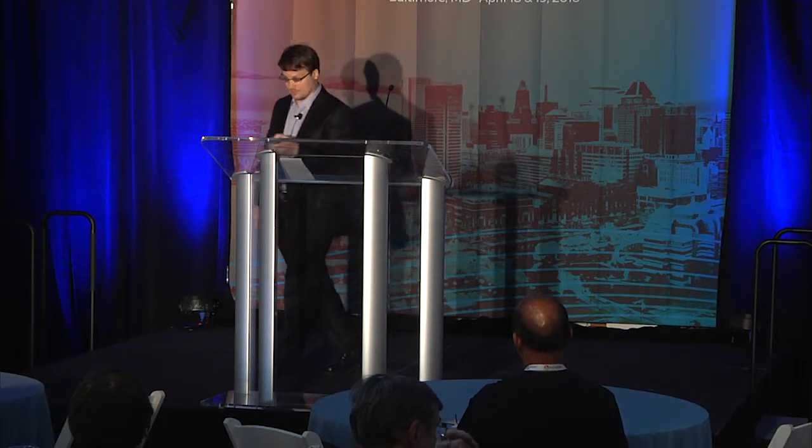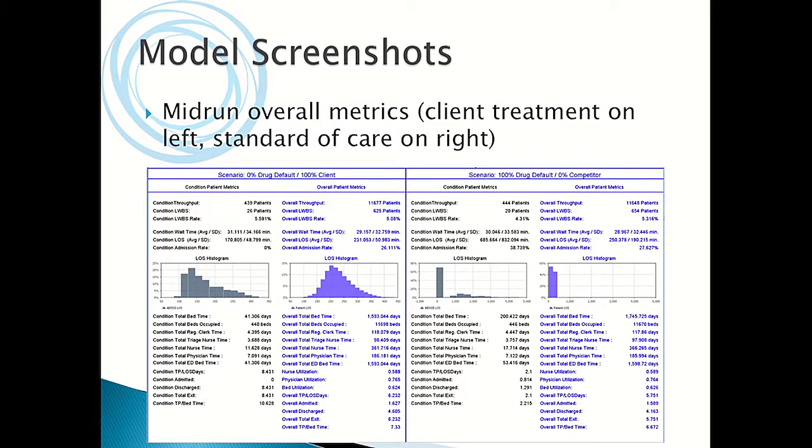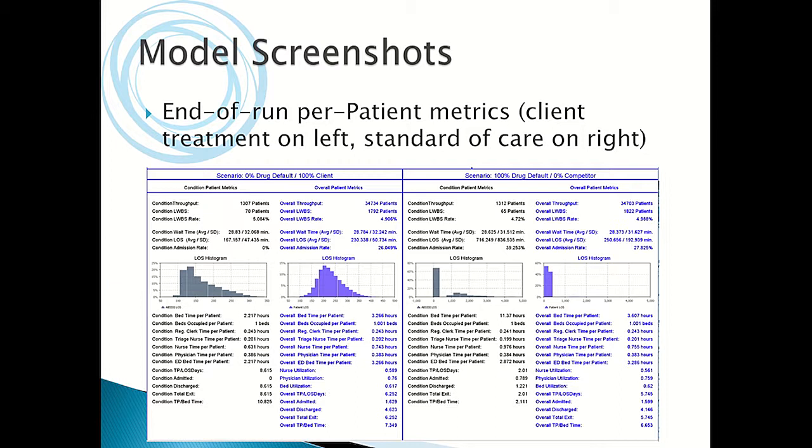So I also have a few slides of not the production model, but the actual model we use to verify things. So, this is mid-run. I know it's very hard to read, but on the left you have the client's treatment, and on the right you have the standard of care treatment. So you can see it's very difficult to read, but this is the mid-run and this is the end of run. You could switch between overall and per patient metrics. But you can see it's about 20 minutes lower length of stay for everyone, and you have very different distributions for these other things. So that's basically my presentation. I think I've gotten us back on track, so yay.